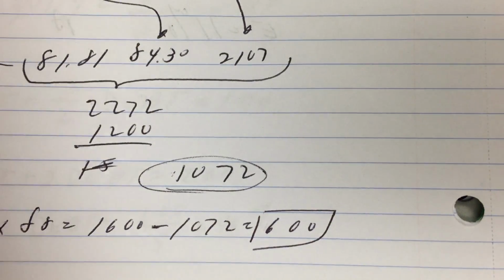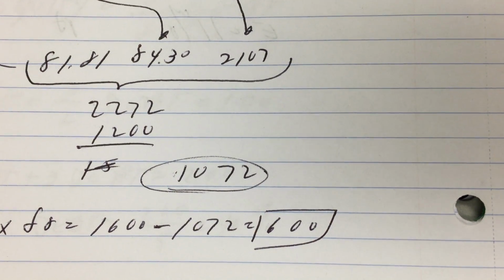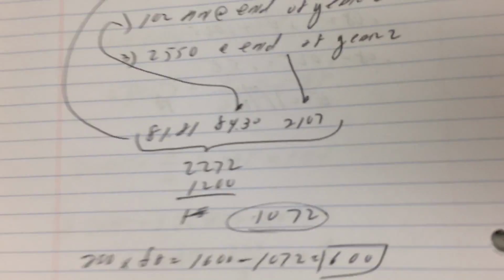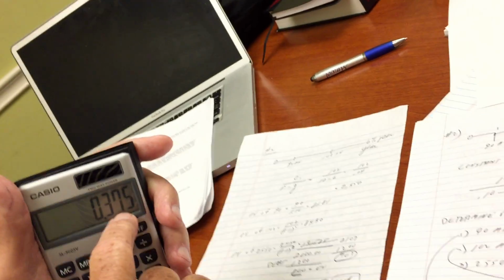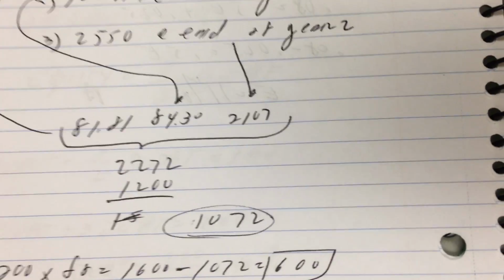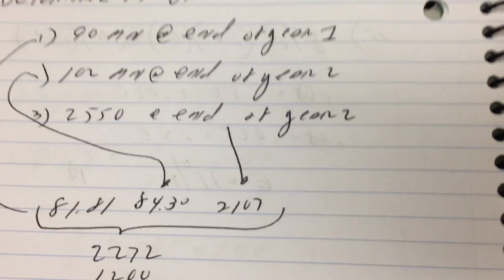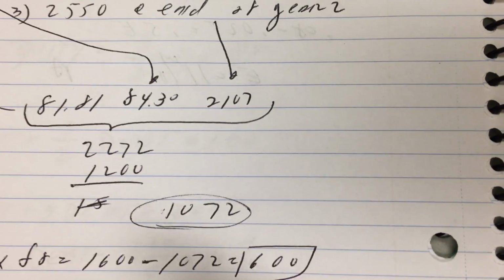And I divide the 600 by the 1,600, and I get 37%, which is overvalued. And the answer is 33%, that equals 35%. If you got a problem like this, just go to the next one.